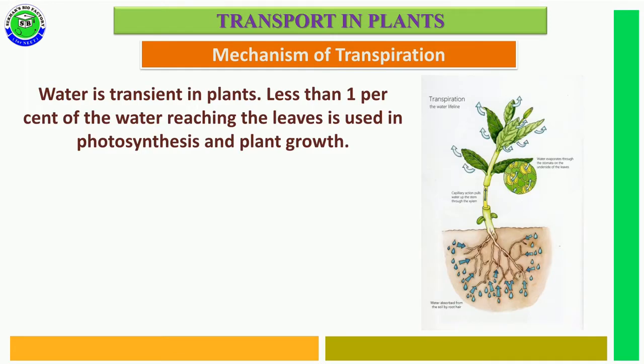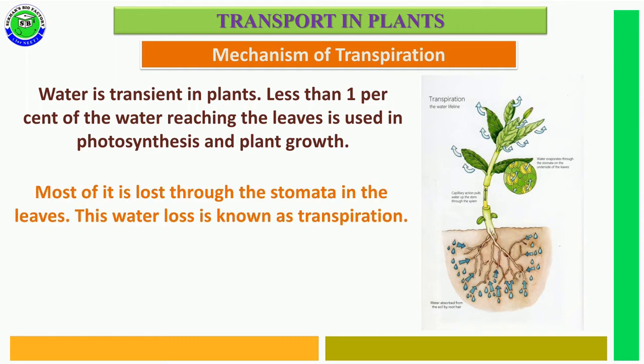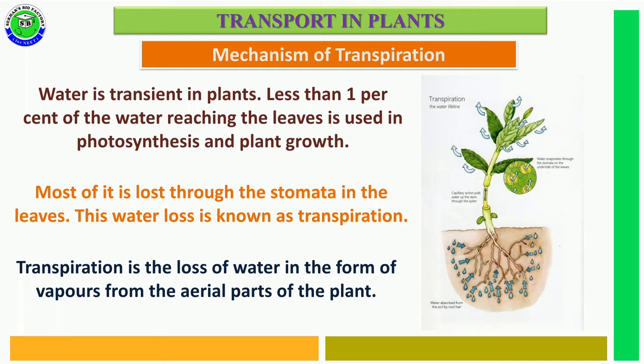So water is transported in plants, moving from root to stem, stem to leaf, and leaf to the surrounding atmosphere. At this time, less than 1% of the water reaches the leaves, and this water is utilized by the plant for photosynthesis and plant growth. Most of the water is lost through stomata from leaves, and this loss is known as transpiration. So transpiration is the loss of water in the form of vapors from the aerial parts of the plant body.